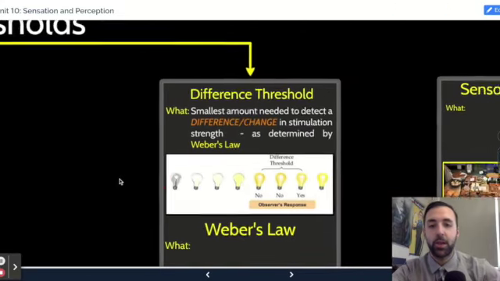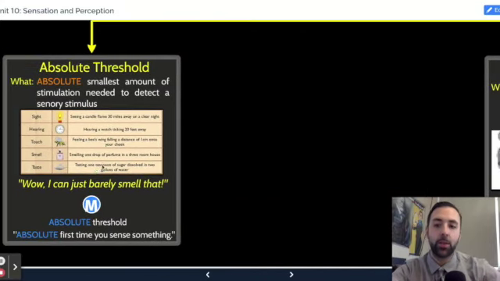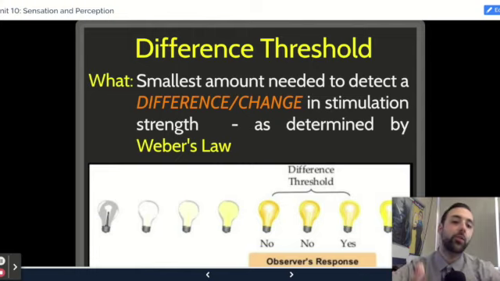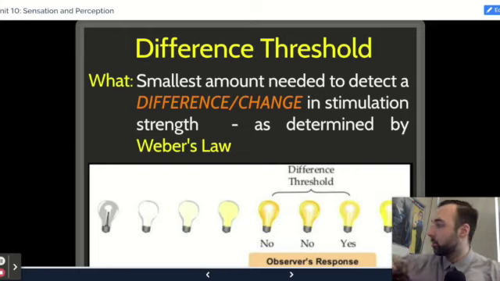So, for example, to go back to the table on the other side, we noted that it takes 1 teaspoon of sugar in 2 gallons of water for you to detect that the water has a sugary flavor. The next question is, though, related to difference threshold, how much more sugar would I need to add for you to detect that the drink became more sugary? How many more packets or how many more granules of sugar would it be necessary for you to detect that it actually got more sugary?